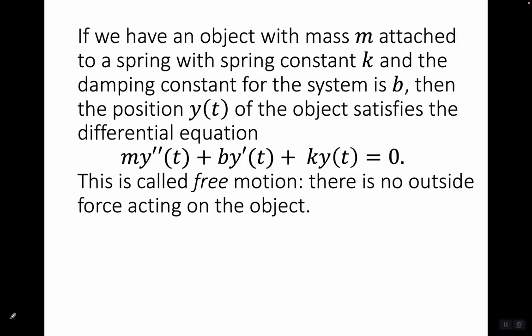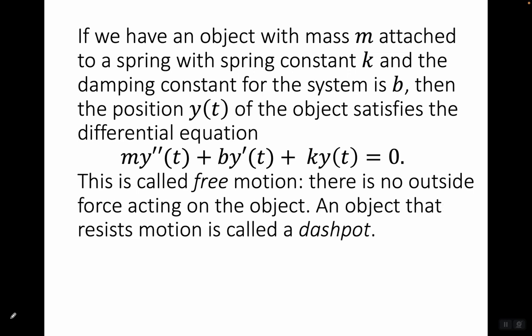If we have an object with mass m attached to a spring with spring constant k and the damping constant for the system is b, then the position y of t of the object satisfies the differential equation my double prime plus by prime plus ky equals 0. This is called free motion. There is no outside force acting on the object, nothing pulling it back and forth, nothing like that.